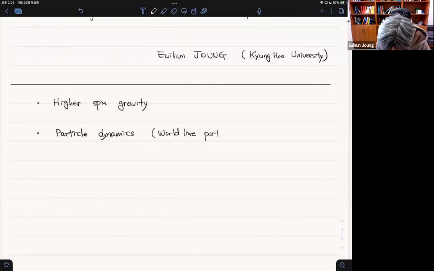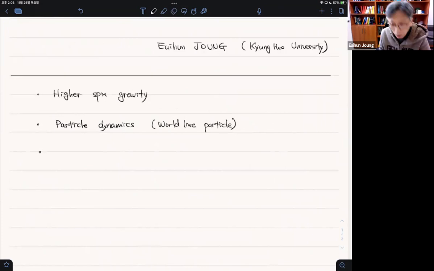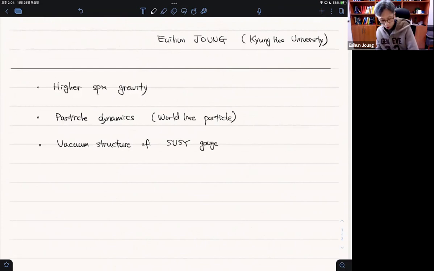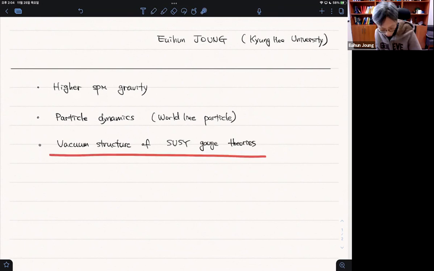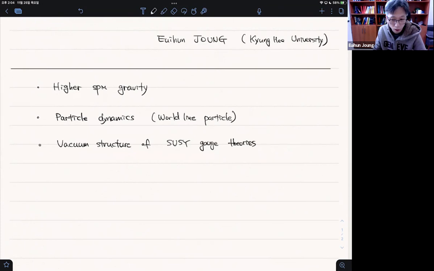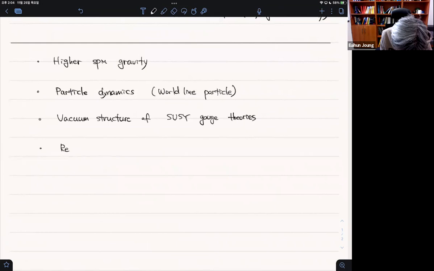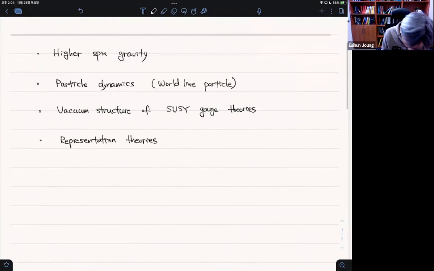And then it is also related, apparently, to many supersymmetric gauge theories, the vacuum structures of them. This is the part that I know the least among the items that I present, but it is one of the topics that is actively studied these days. And also, not directly related to physics, there is relevance in representation theory. And then probably many other things.